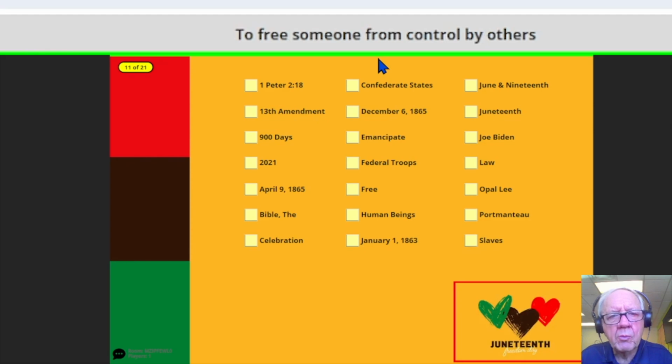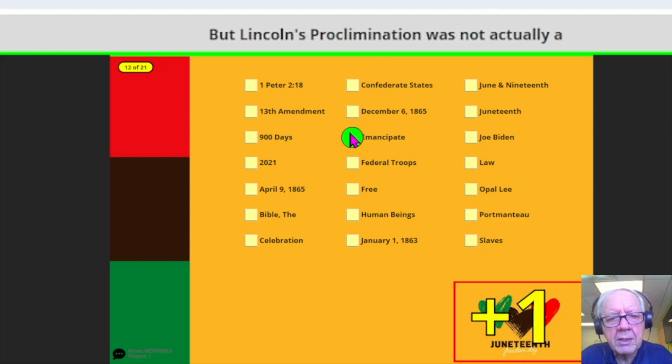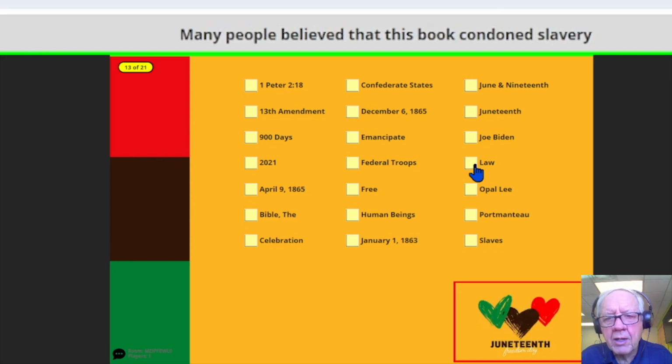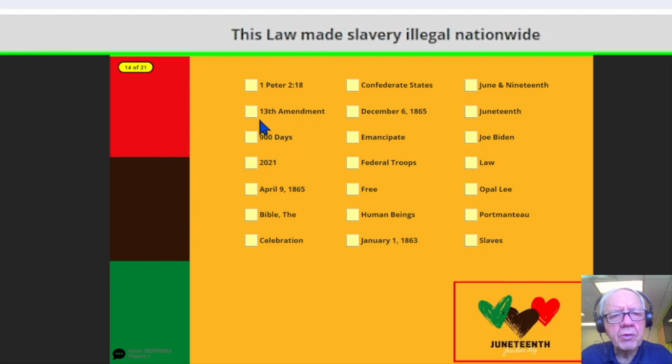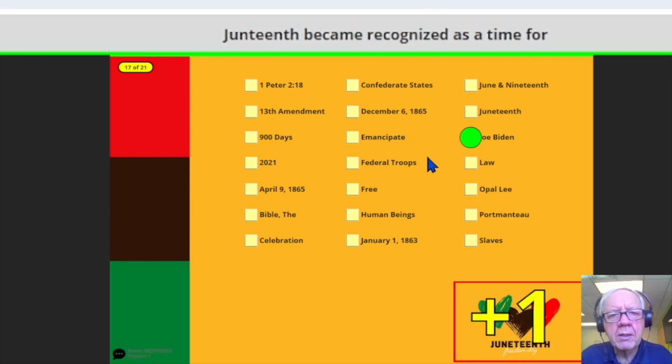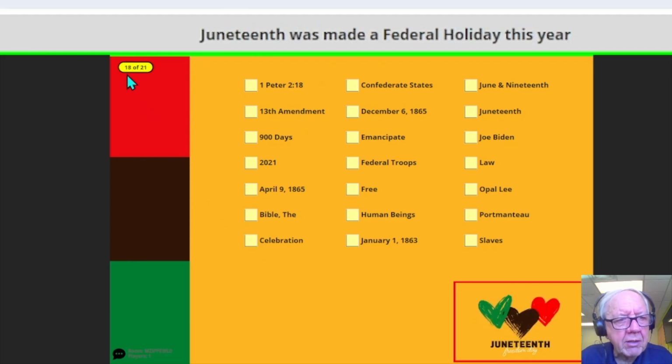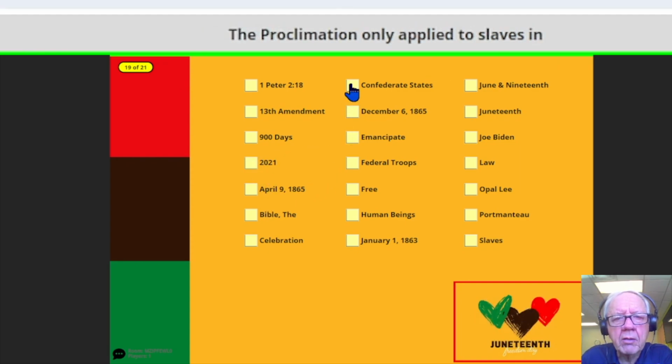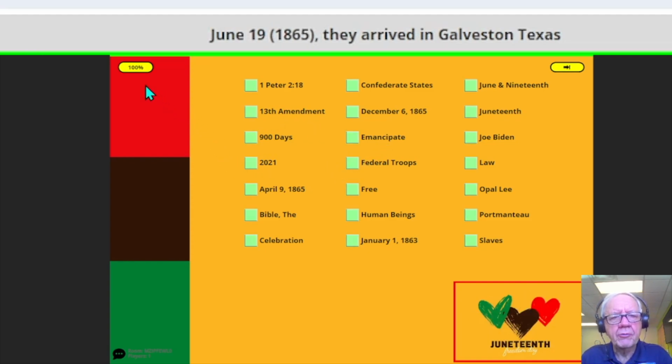To free someone controlled by others is to emancipate. But Lincoln's proclamation was not actually a law. The Bible. 13th Amendment. 900 days. Joe Biden. Time for celebration. And we've answered 18 of 21. We have 3 more to go. Made a federal holiday in 2021. Confederate states and the federal troops arrived. We got 100%.